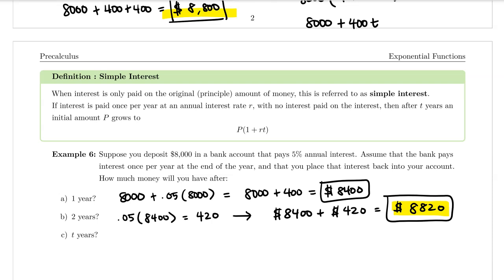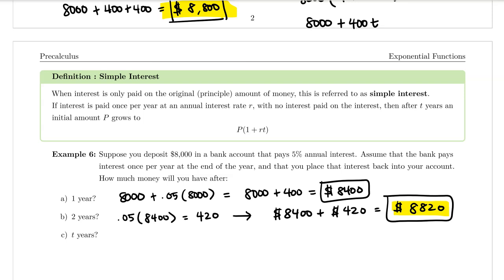So notice if we do a comparison, in this scenario that we're describing, after 2 years we earn $8,820. And in the example where we were gaining simple interest, we got $8,800 at the end of 2 years. So that is a $20 difference, which doesn't seem like a lot, but if you compound over several years, it ends up making a huge difference. So that's what's happening here.